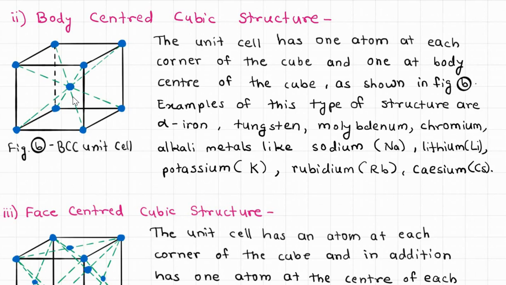Examples of this type of structure are alpha iron, tungsten, molybdenum, chromium, and alkali metals like sodium, lithium, potassium, rubidium, cesium, etc. So, in body-centered cubic structure, the unit cell has one atom at each corner and one at the body center of the cube. This is the atom which is placed at the center of the body.